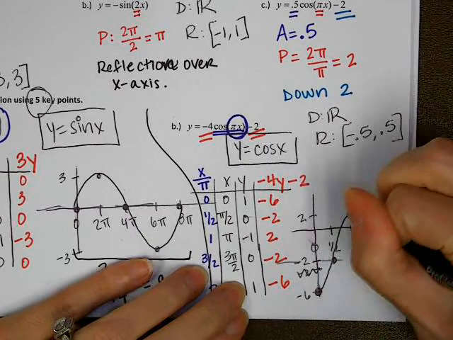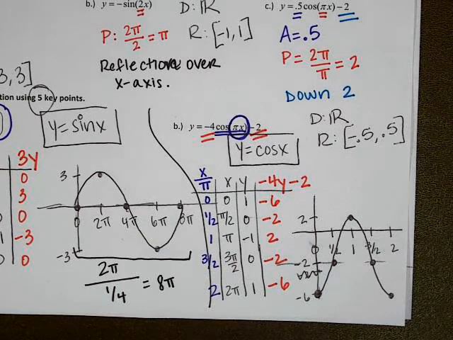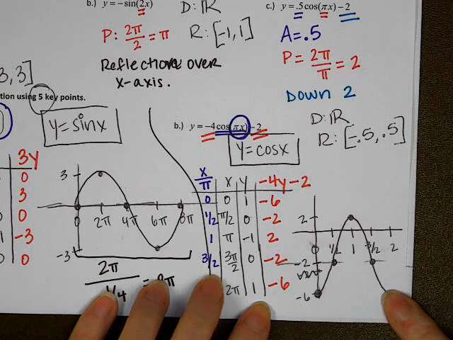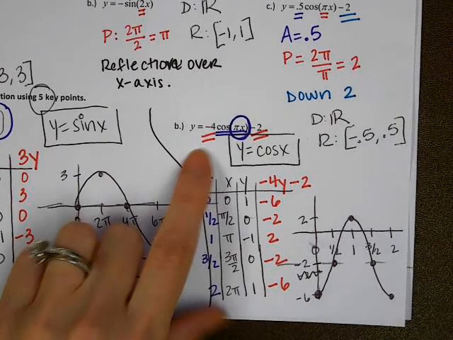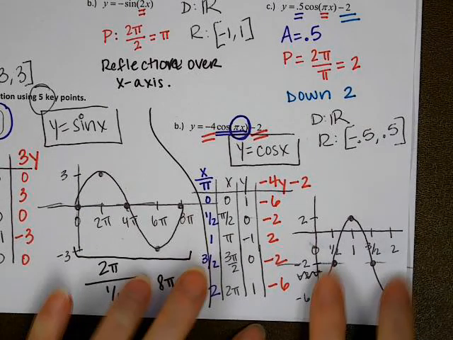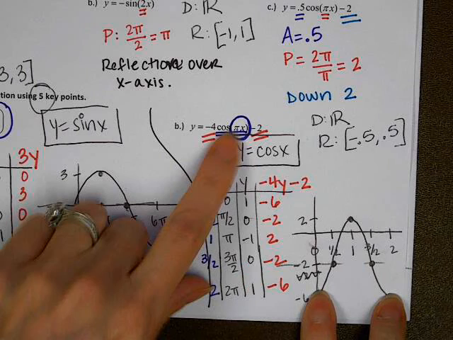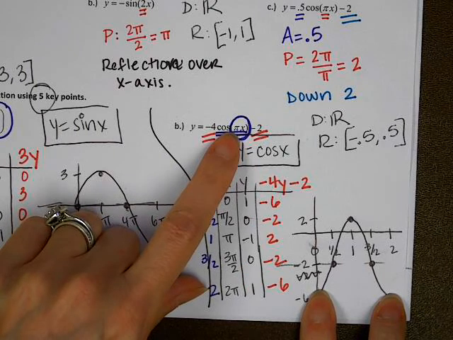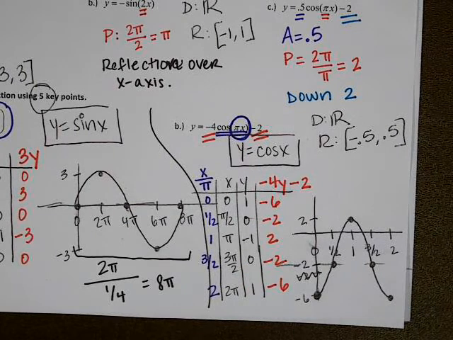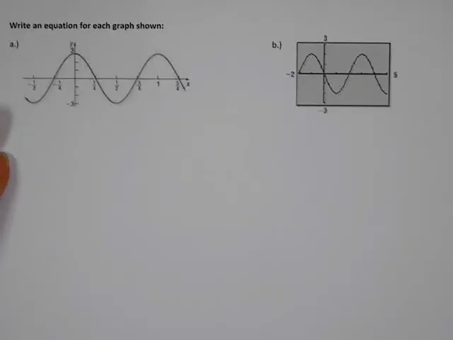So let's see if this makes sense. It does look like a cosine graph. The reason it got flipped is because of the negative sign. And then the period also changed because of that. 2 pi divided by pi is 2. Okay, awesome.